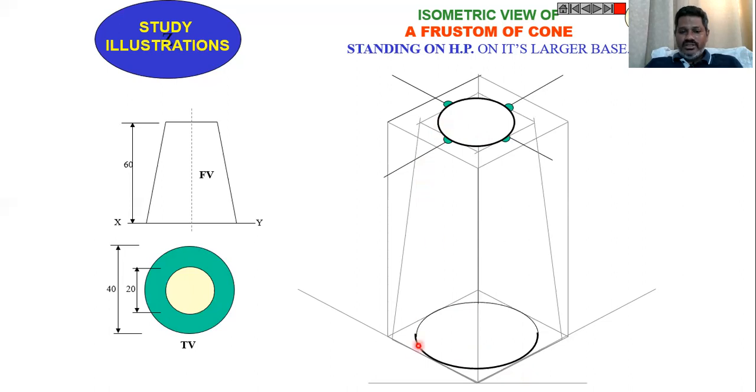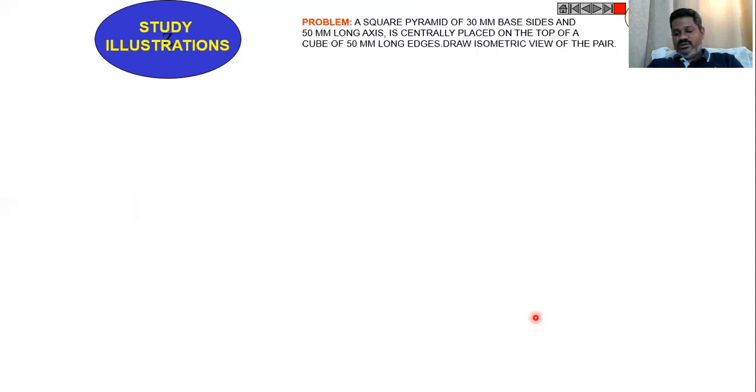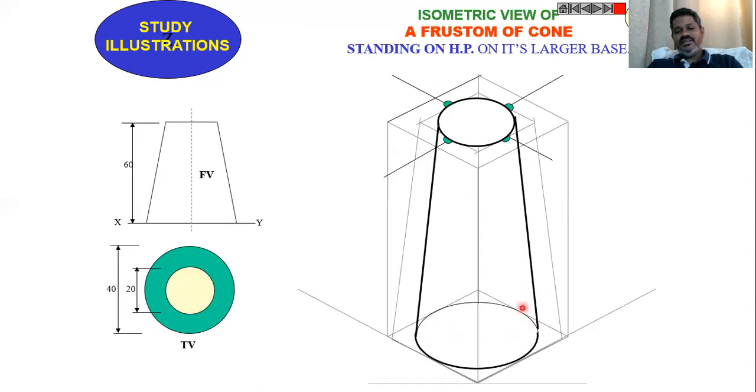Now join the left and right ellipses like this, and also we need to indicate this as a dotted line because this edge we cannot see, so we have to indicate this line as a dotted line. Of course that is shown as a thick line here, but this line is supposed to be shown as a dotted line.